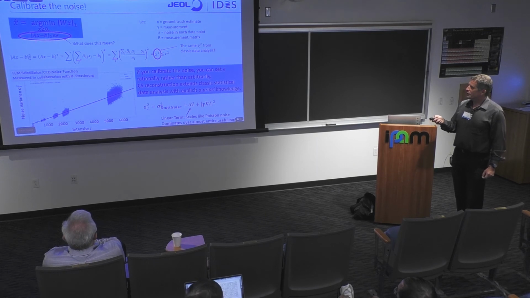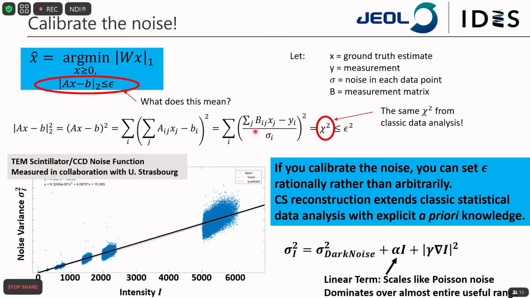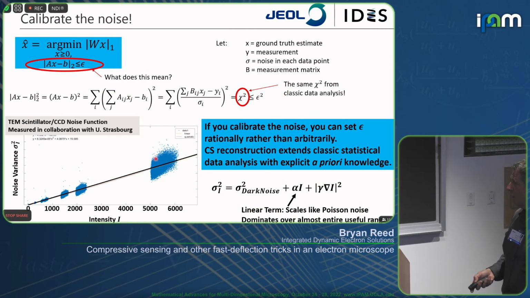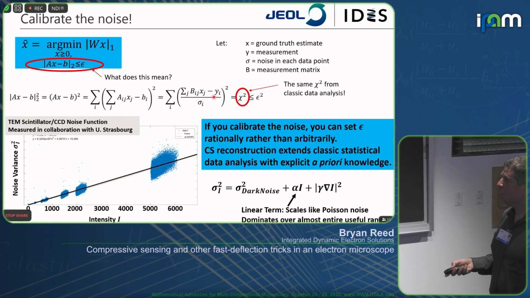So what does this mean, this little simple matrix thing, 2 norm less than or equal to epsilon, where you work it out and you scale by the error in each parameter. You can scale each row in the matrix, and you can scale each measurement by the measurement noise in that. And what do you know? This is chi-square. This is the classic chi-square from statistical data analysis, and you know what its distribution should be if you have calibrated the noise correctly. So I strongly support the idea of calibrating the noise in your detector in detail before doing any of this stuff.